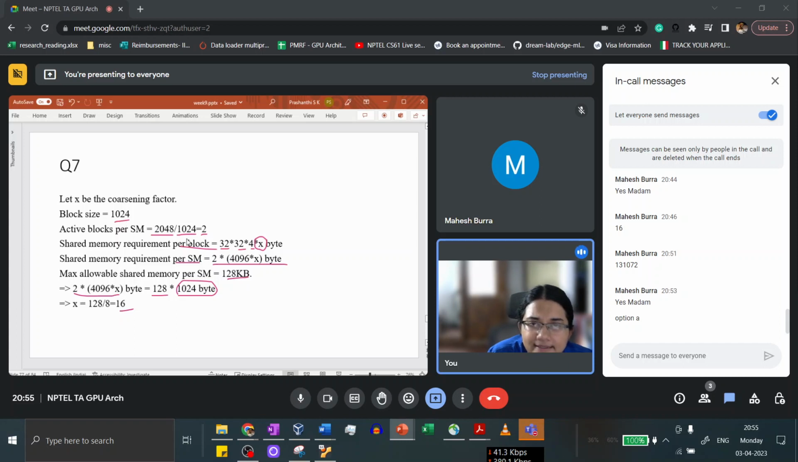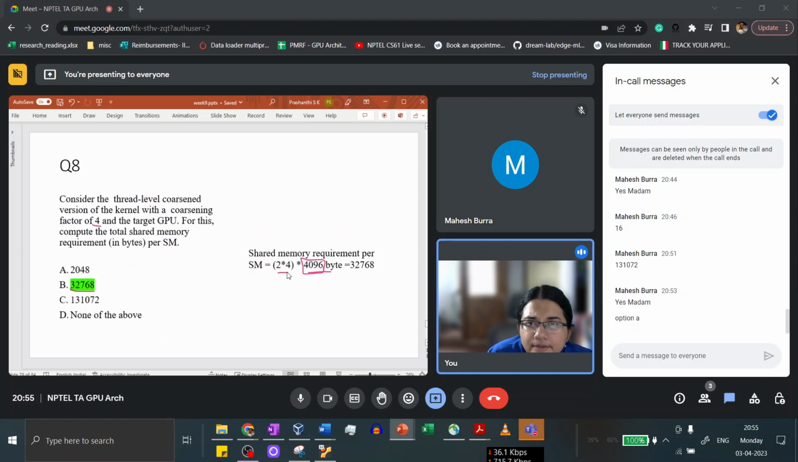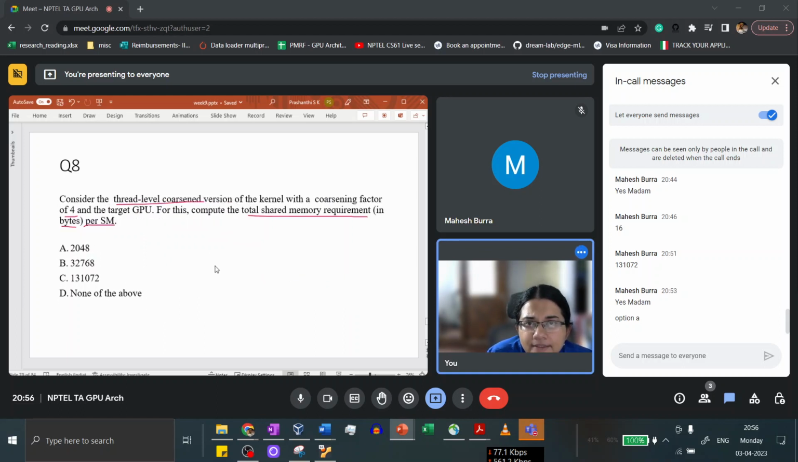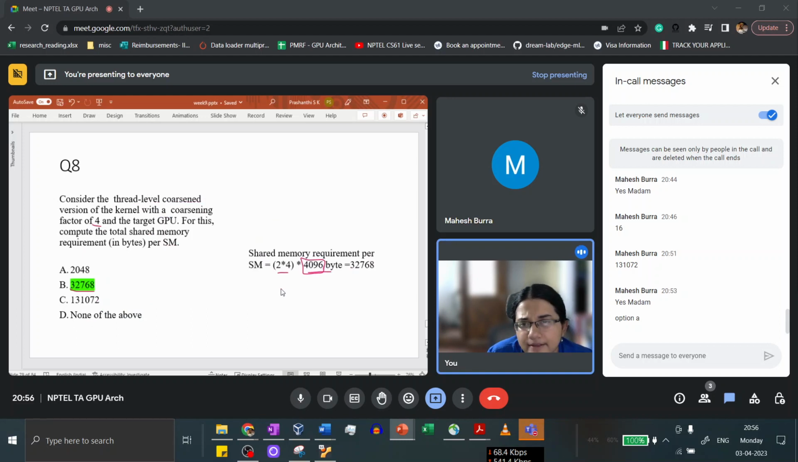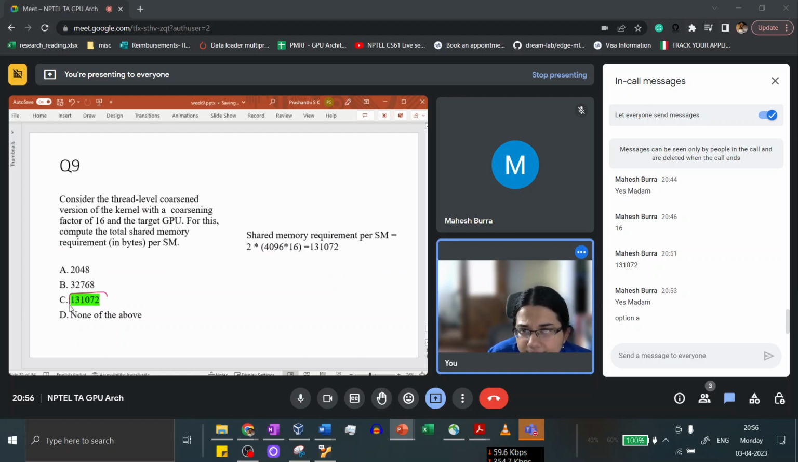Again, start with block size, get your active blocks per SM. Here the only difference is the coarsening factor is 16, so everything else remains the same. Our 256 remains 8. Okay, no, all of that changes. Coarsening factor is 16 here, so this becomes 64. Active blocks per SM is 2x, that becomes 32, and this 4096 remains. Now it's 2x into 4096. Your x is 16, so it's 32 into 4096. That comes out roughly to 32 into 4. You can see which one of those matches that. This matches that, so it's option C. Now is it clear why it's C and not A?